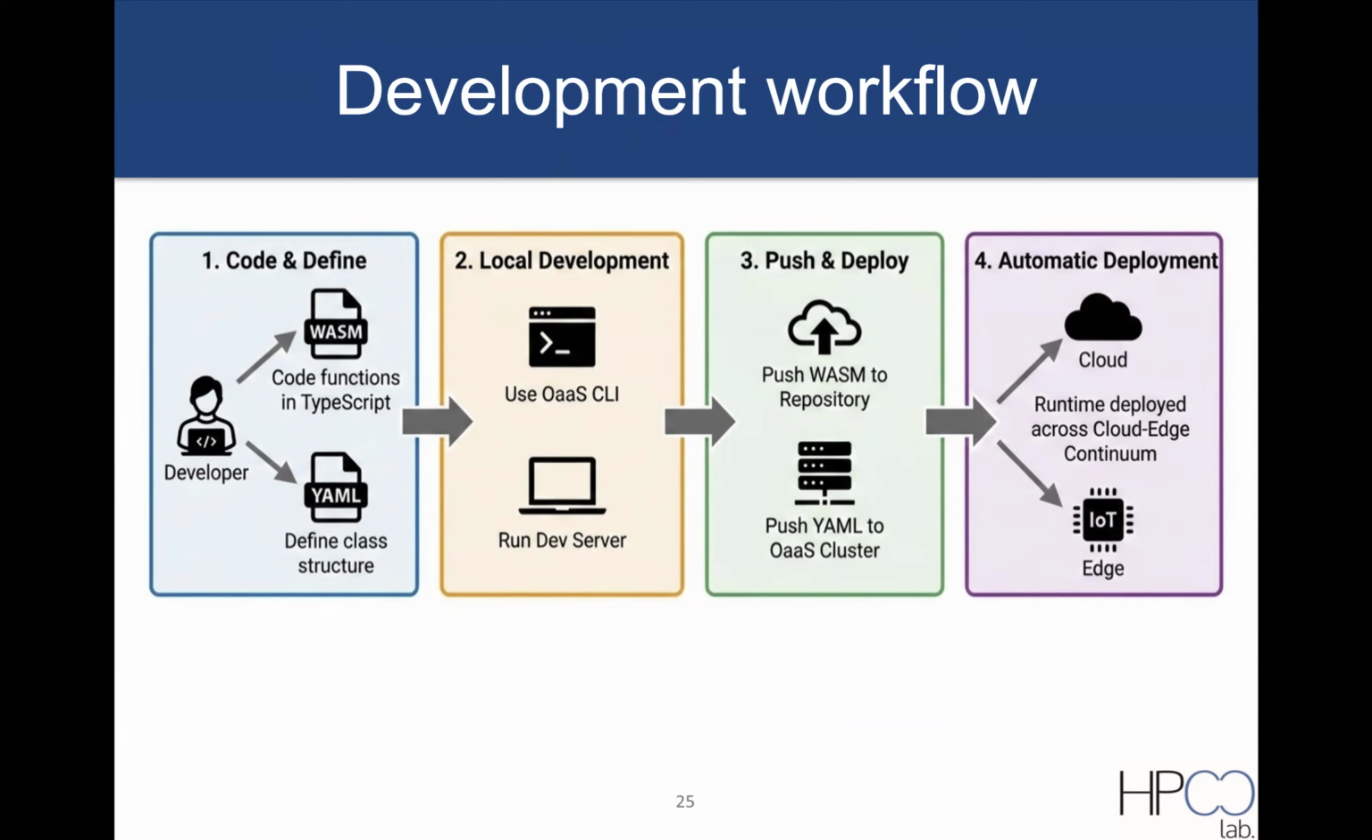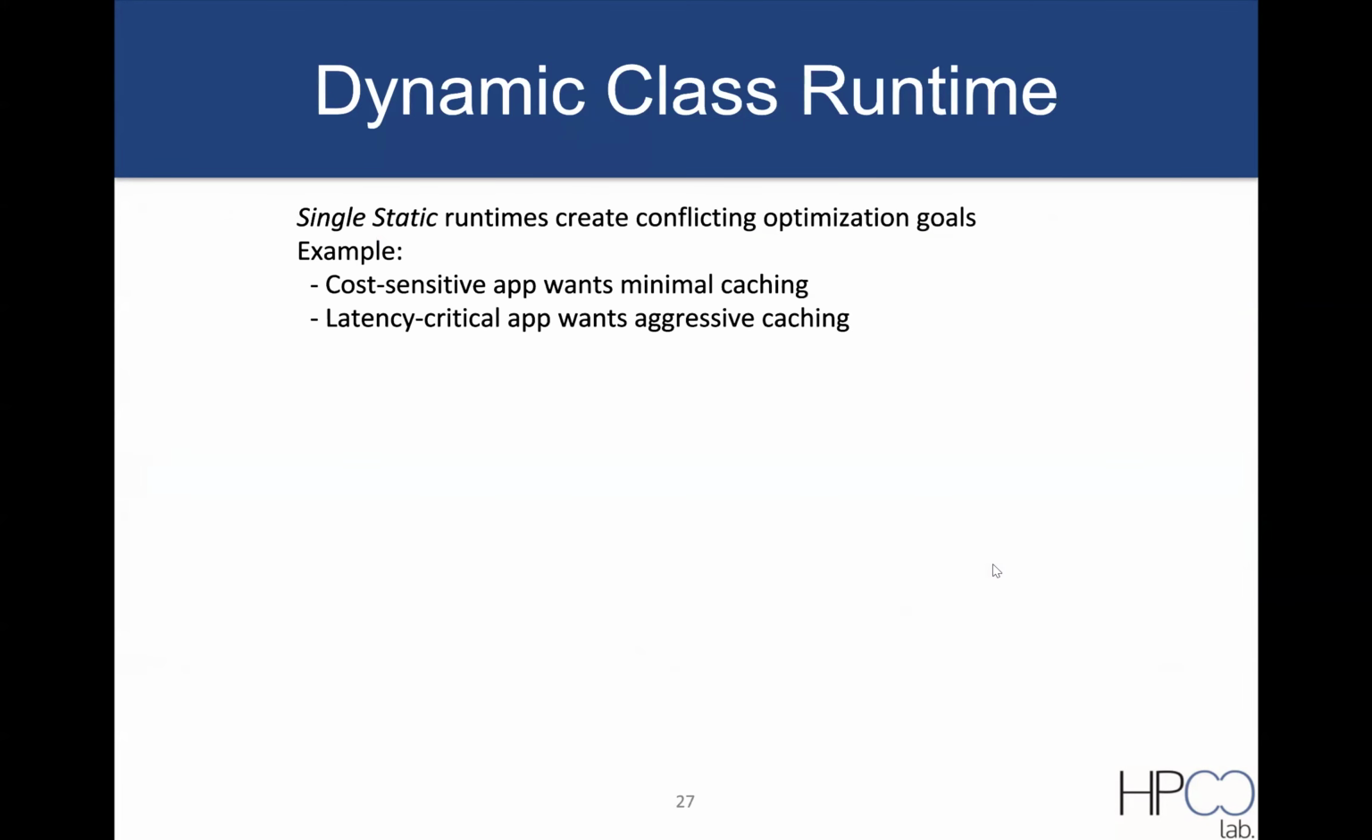But in this tutorial, we want to focus on TypeScript because TypeScript is really close to being able to be deployed as WebAssembly. And then we're going to use OaaS-CLI and run the dev server, as I showed before, that we can run locally. But in this case, I don't want you to install anything. So we're going to give you the URL so that you can test it on our cloud side. And then you just deploy it as WebAssembly and push it to the cluster. So now everything is deployed across edge and cloud.